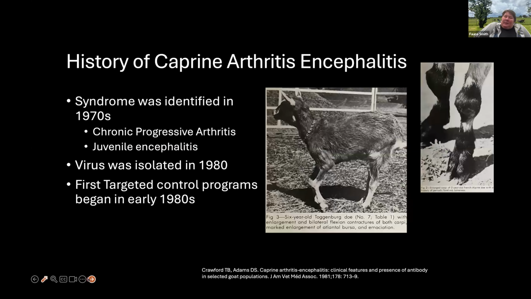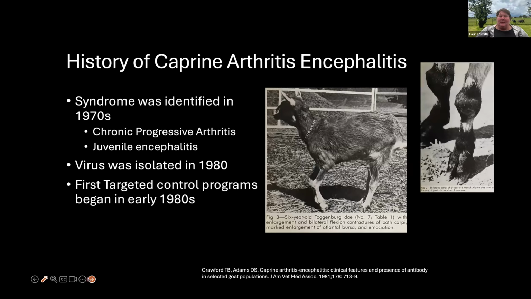So, a little history on caprine arthritis encephalitis virus. The syndrome was first identified in the 1970s as a chronic progressive arthritis, a poor-doer syndrome. Along with that, there were descriptions of juveniles in heavily infected herds that presented with ascending paralysis. When you looked histologically, the lesions were actually in the brain, so there was an encephalitis. And so we came to refer to this as caprine arthritis encephalitis.